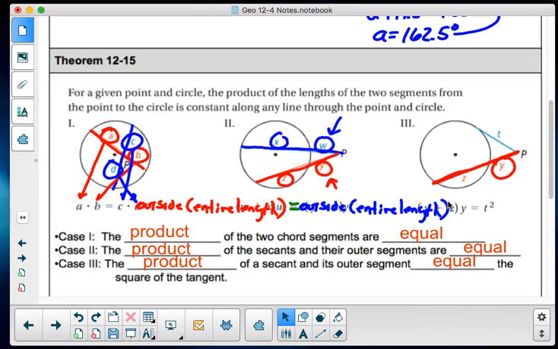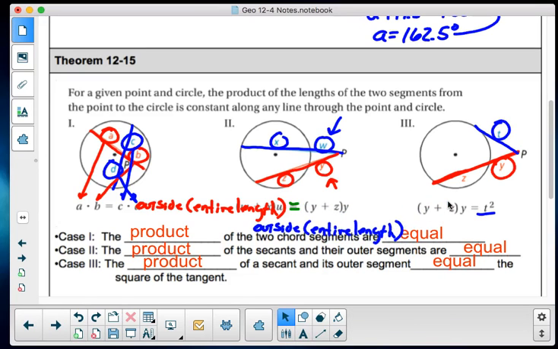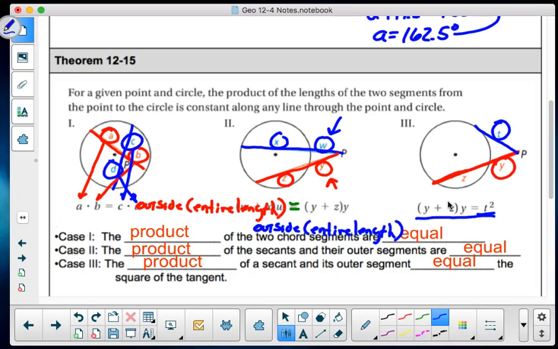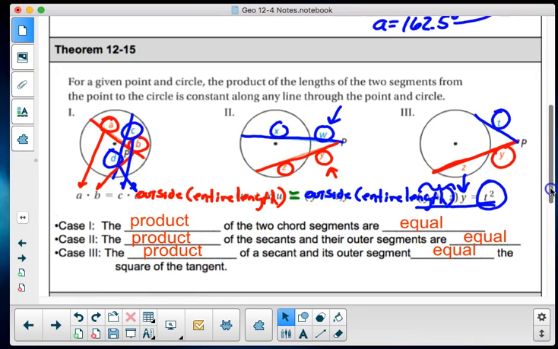Now, in part 3, the outside length and the entire length is T. Because it's a tangent, there is no length inside the circle. The entire length and the outside length are the same value. That's why it's T squared. Okay, so you can look at it with this relationship, no problem, but this is the outside length times the entire length, and this is the outside length times the entire length. So for both of these, in case 2 and 3, that's what we're looking at. The outside portion times the entire length of each is equal to each other.